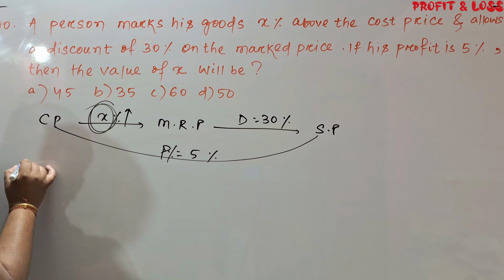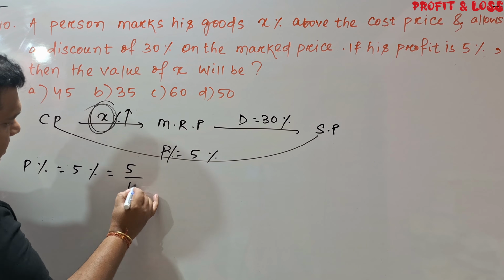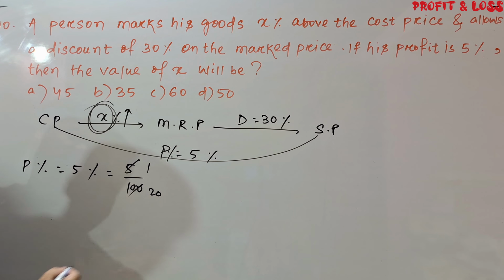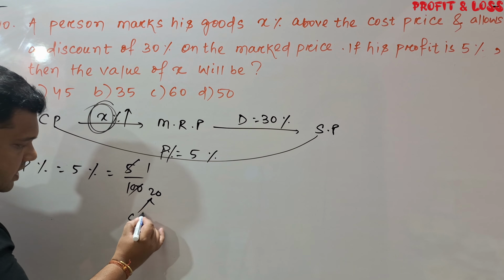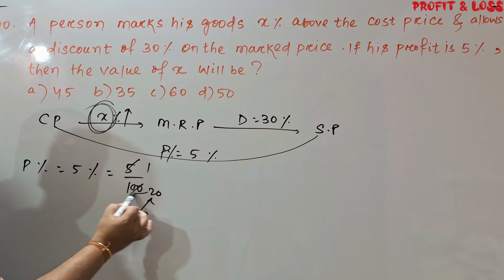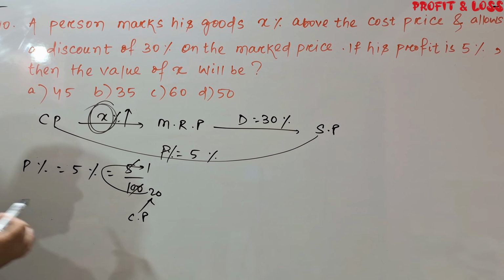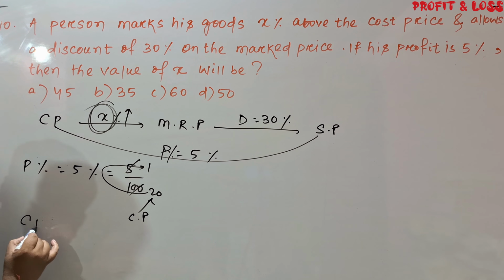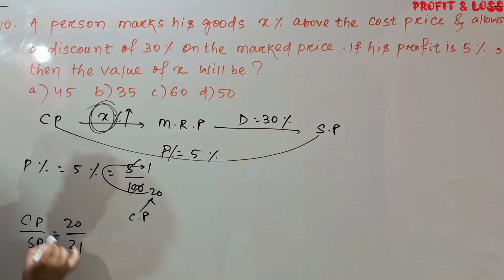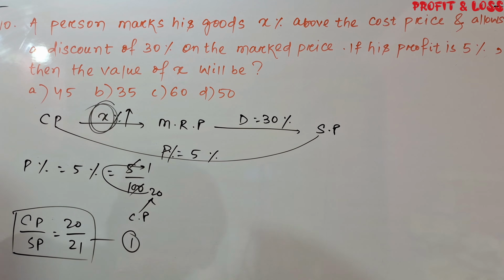So look here, profit percentage given 5%. 5% means 5 by 100. If I simplify by 5, this is 1 by 20. This 20 is nothing but the cost price. If the cost price is 20 units, 5% of 20 is 1. The profit is 1. The selling price is 21. So the cost price to selling price is 20 is to 21.